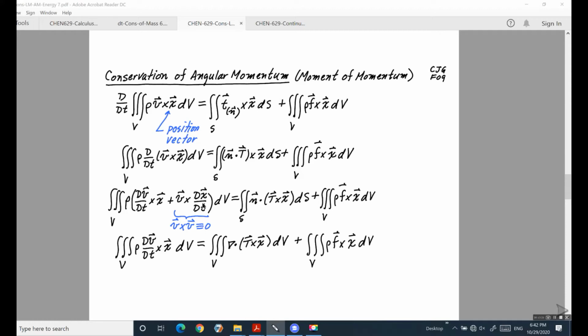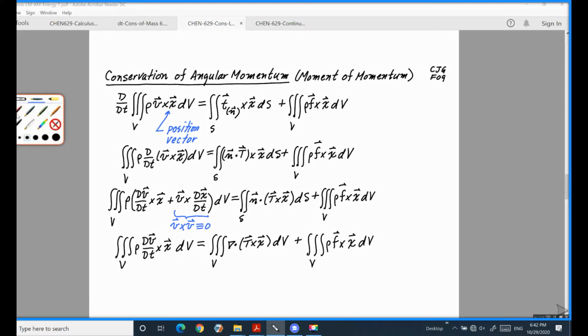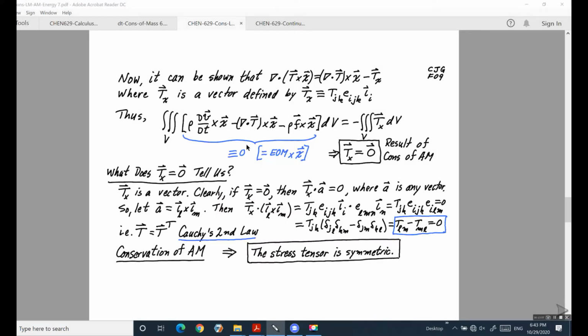Basically, this is going to give 0, because the cross product of the velocity with itself is going to give 0, so we just obtain that one. That's 0. In here, we get this form. When we go to the next step, we obtain that form here.